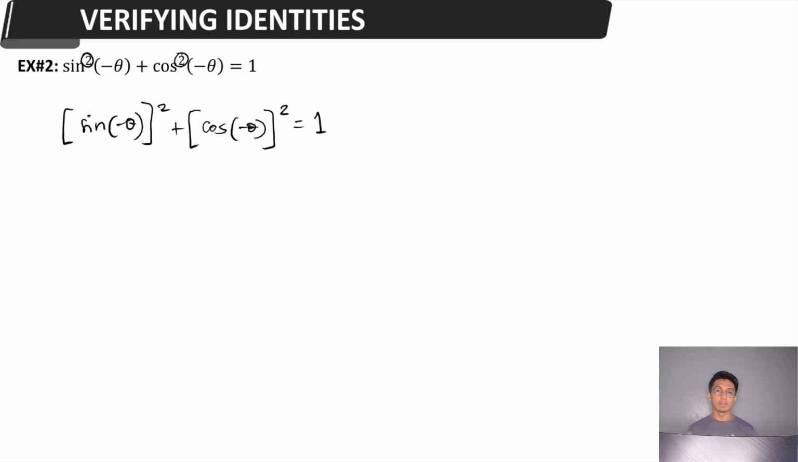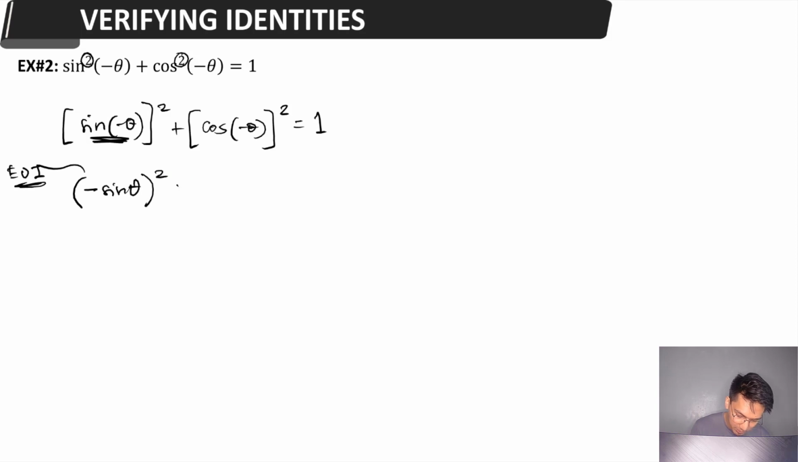Next na gagawin natin, we apply fundamental identities. So, anong i-apply natin na identity? Kung mapapansin natin, merong negative yung ating angle, negative theta. And gagamitan natin ng even-odd identity. So, paano yun? This is equal to negative sine theta by even-odd identity. So, sine negative theta is equal to negative sine theta. So, ayan na yan.